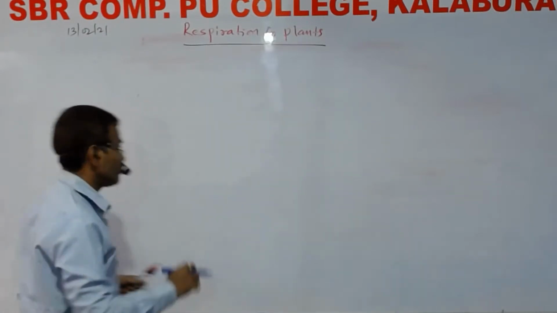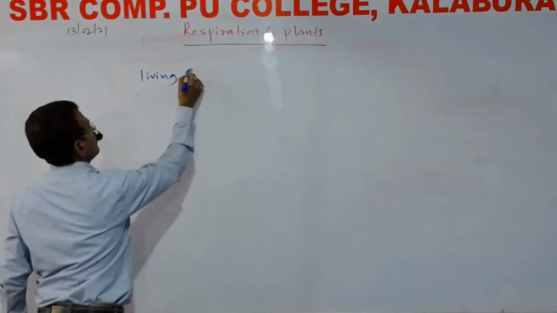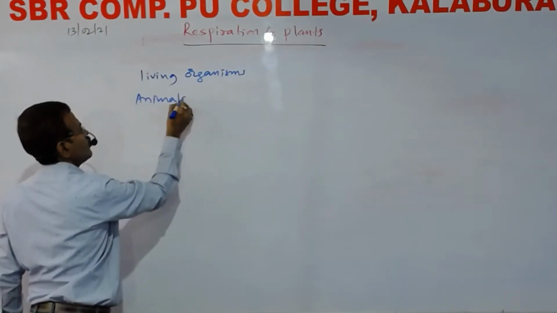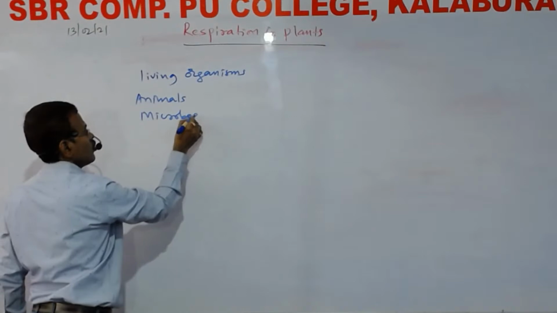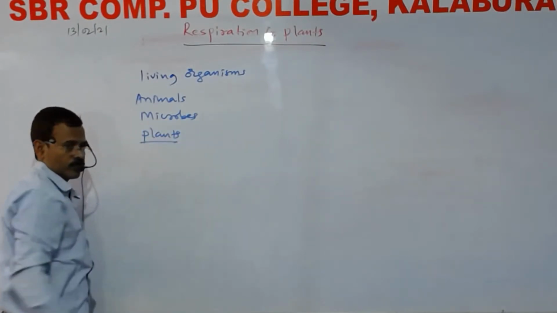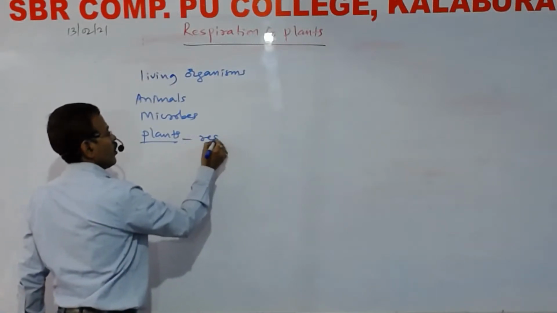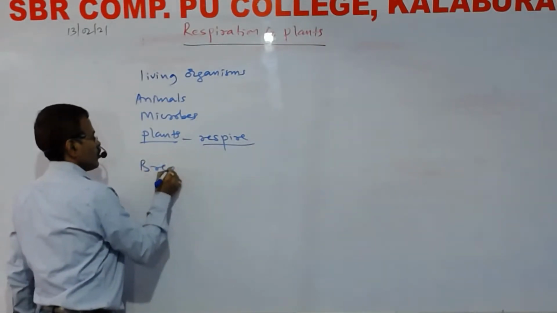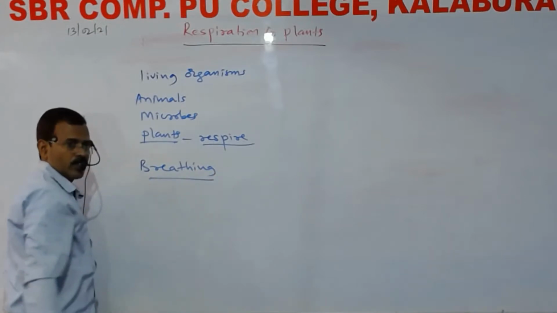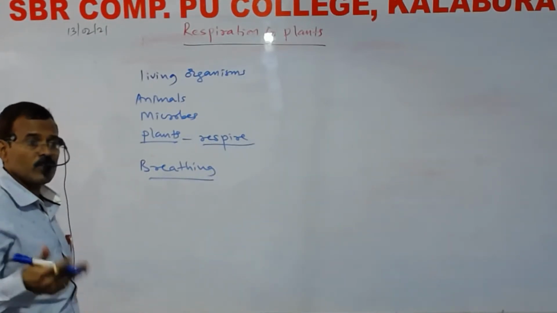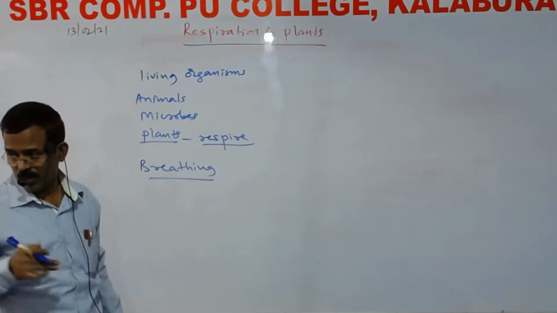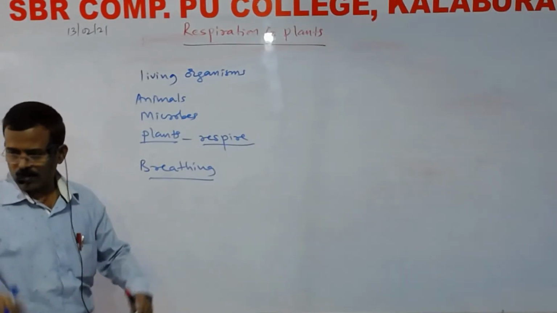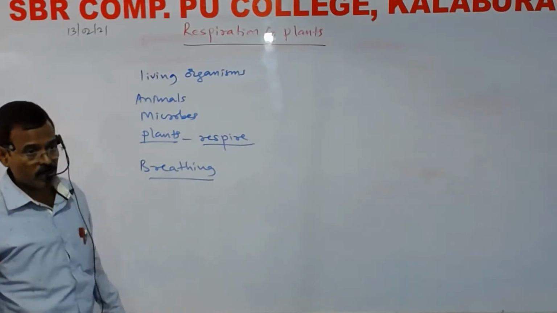So all living organisms, whether animals, microbes, mainly plants, they all respire. They carry out breathing. Breathing is a part of respiration. Respiration is different, breathing is different. Breathing is just the exchange of gases: inhalation of oxygen, exhalation of carbon dioxide. That is breathing. Breathing is a part of respiration.